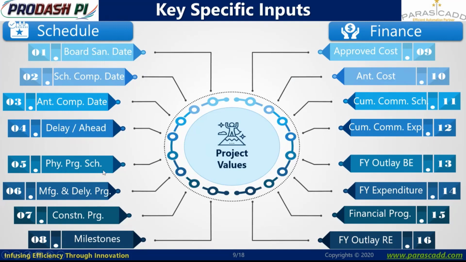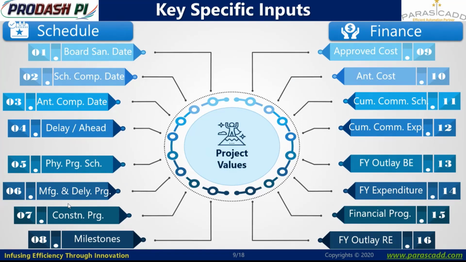Then physical progress: what is the scheduled progress as per the schedule chart? Then what is the actual progress of the key functions, such as manufacturing and delivery, which contribute a higher percentage to the overall project cycle. Then construction progress, which is another critical function milestone, and further critical milestones related to cost, finance, and project delivery. So these key functions are monitored.